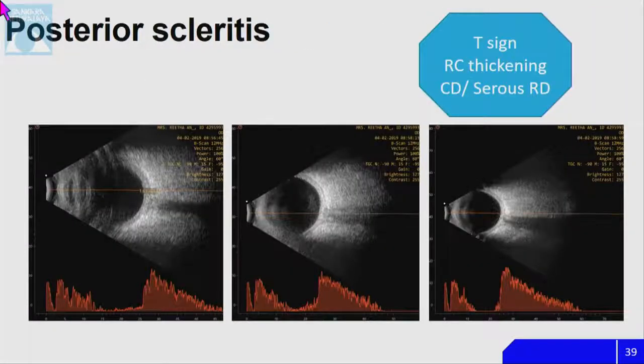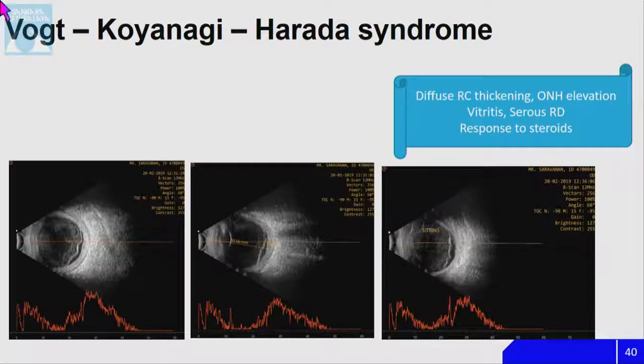So in posterior scleritis, the characteristic T sign and retinochoroidal thickening. In very severe cases, we might have serous detachment, choroidal detachment and serous RD. After treatment, we look for response to steroids, the peripapillary choroidal thickness, how much it's decreasing, so it becomes an invaluable tool. And in Vogt-Koyanagi-Harada syndrome, this patient has vitritis, retinochoroidal thickening, an exudative RD with a shifting fluid, and we also monitor, as I said, PPCT after initiation of oral steroids.